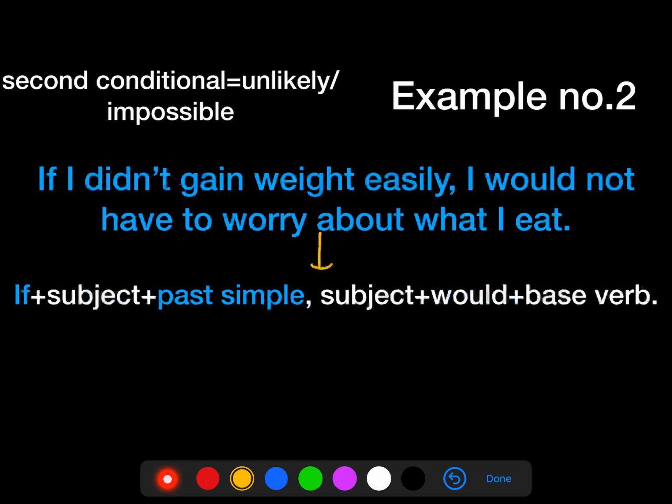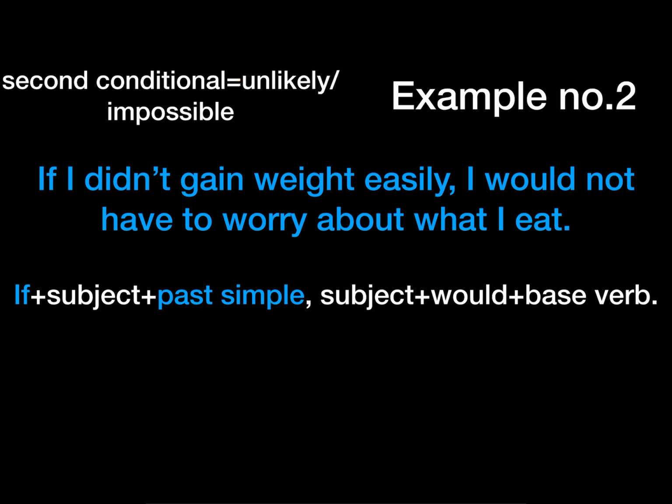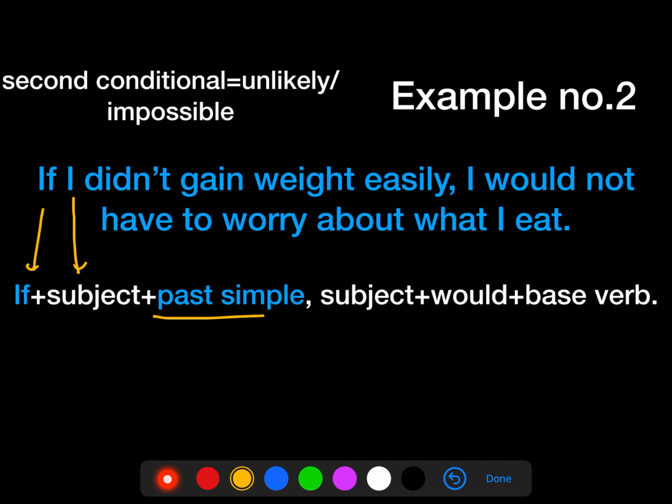As I said before, second conditional is about the future situation, which is unlikely and impossible. And we structure it: if I did not gain, did not, then a past simple. So do, infinitive, did. Past simple, gain weight easily.